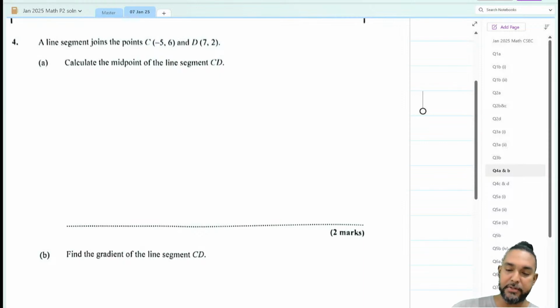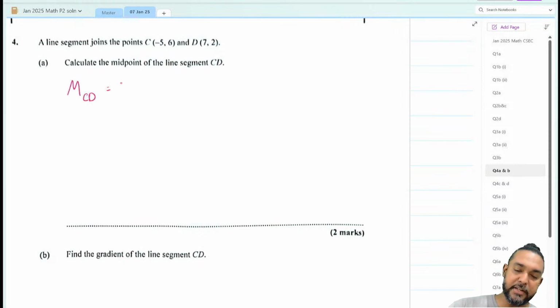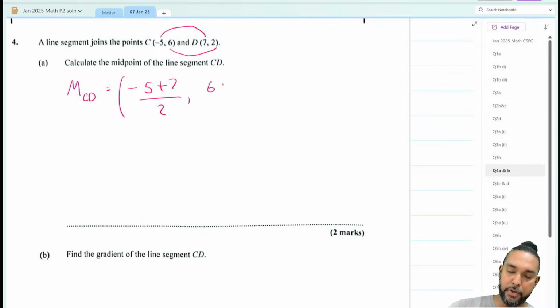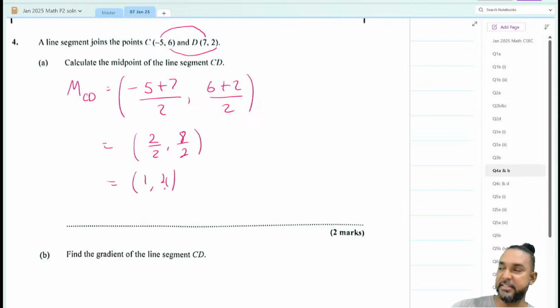Calculate the midpoint of line segment CD. The midpoint of CD is the average of the x coordinates, so that's minus 5 plus 7 divided by 2, and the average of the y coordinates, so 6 plus 2 then divided by 2. Minus 5 plus 7 is 2, 6 plus 2 is 8, so then you have 1, 4. So that's the midpoint.